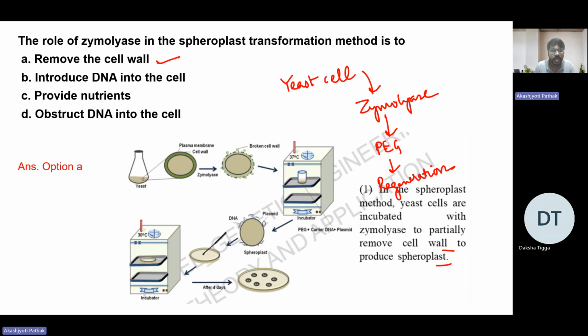So you see over here in this figure, which was explained to you in the lectures, this cell wall gets broken when it is treated with zymolase. And then you add this PEG, carrier DNA and the same things we were doing in the lithium acetate method. You see here this cell wall has been removed, and now you add the plasmid DNA, and it is easily uptaken by each cell.